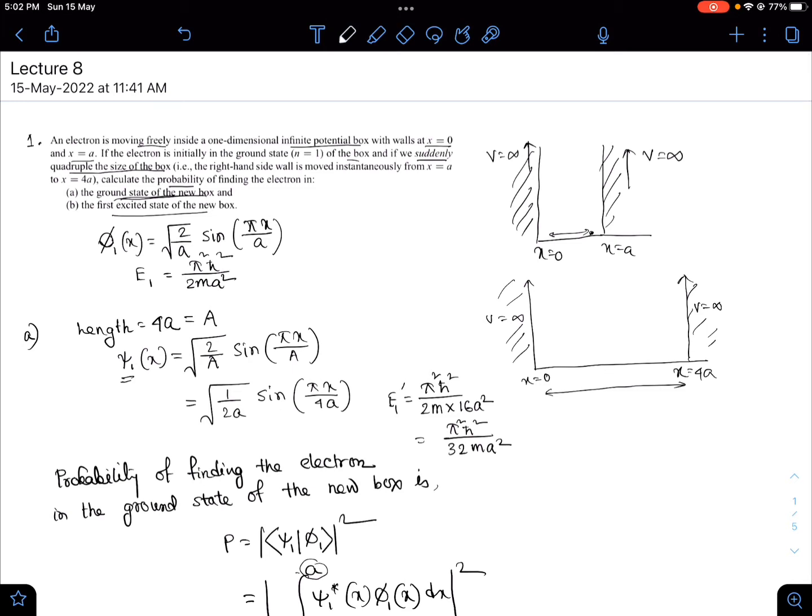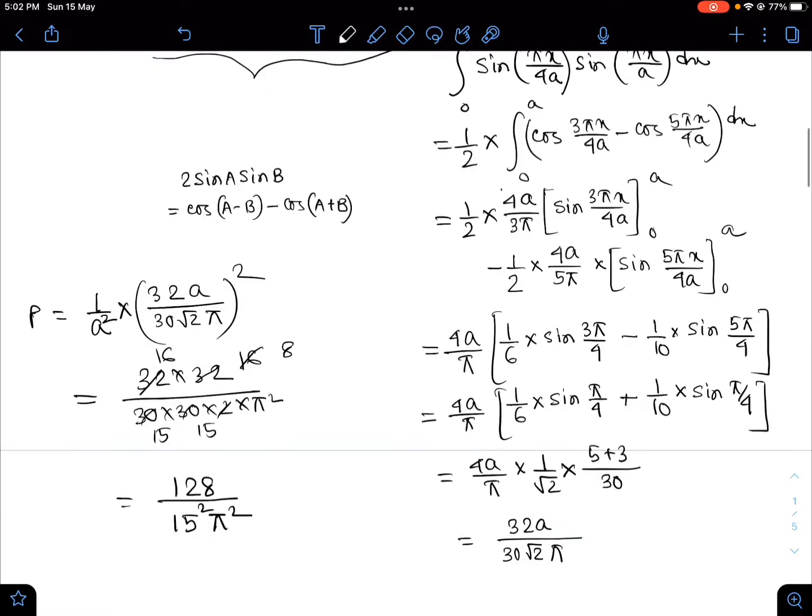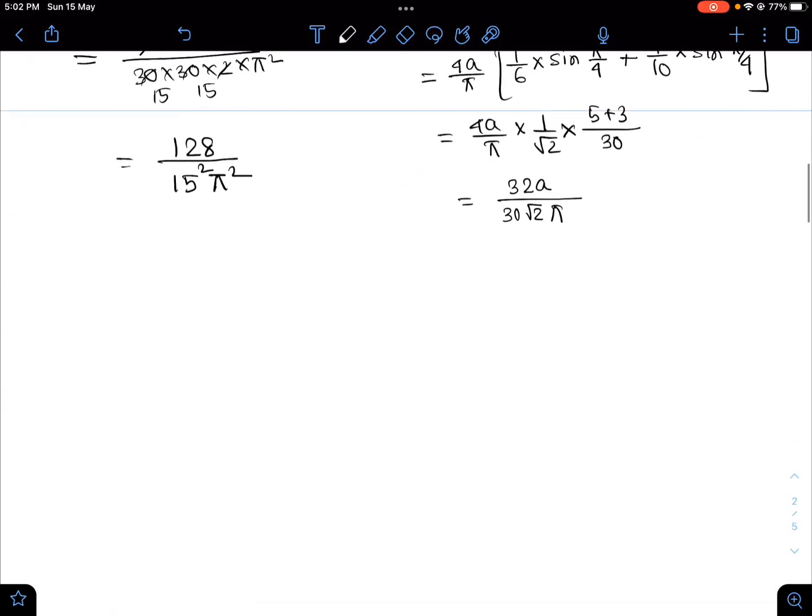In that similar manner, we can calculate the first excited state, like the probability of finding the electron in the first excited state of the new box. So let us do that. So for the first excited state, we write this as psi 2, and we can write this as root over 2 by 4a sine 2 pi x by 4a.